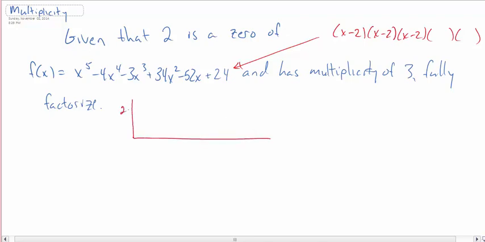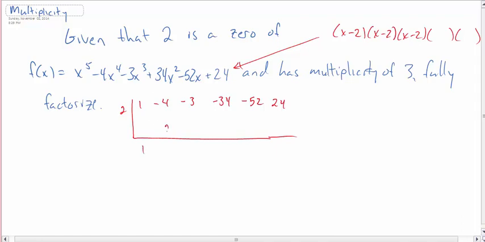So here we go. We're going to put the 2 on the outside, and then our coefficients 1, negative 4, negative 3, negative 34, negative 52, and 24. And we're going to go through the process of synthetic division. Pause the video right now and try to work through this on your own. Okay, so here we go. Let's see how you did.